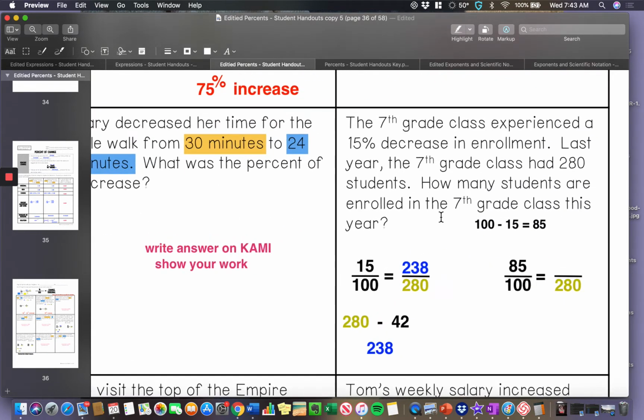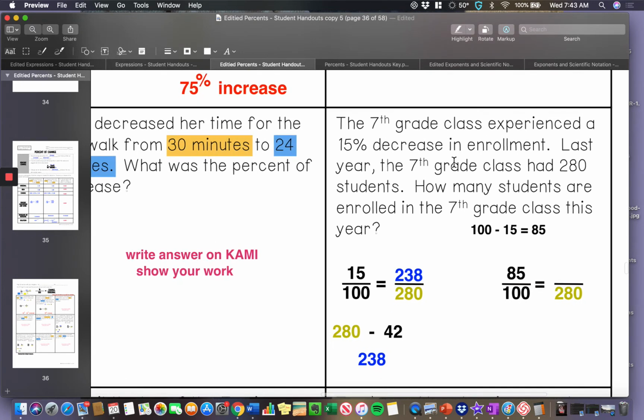And over here was kind of a different kind of problem, but I'm going to go ahead and try to explain this one. It says the 7th grade class experienced a 15% decrease in enrollment. Last year, the 7th grade class had 280 students. How many students are enrolled in the 7th grade this year? So it's important to recognize that 100% of the students is the last year's amount. So 280 is the whole amount, which is 100% of students last year.